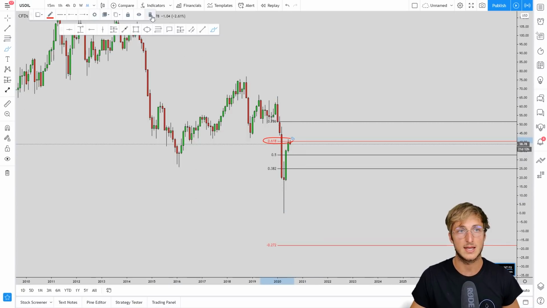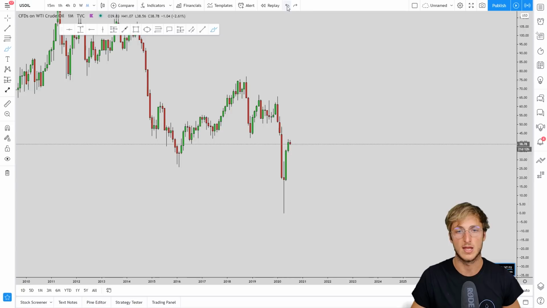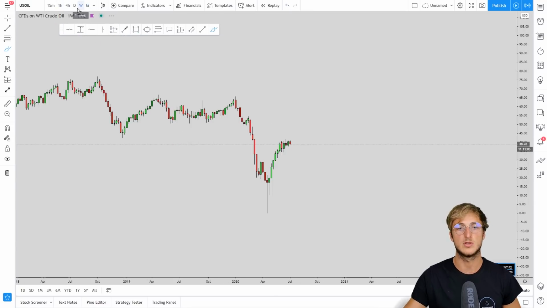And currently the market is rejecting exactly the golden ratio, so the 0.618. And from here, we expect the market at least to try to make a move to the downside from a monthly perspective. Let's go down on the weekly and see what kind of situation we currently have from a weekly perspective.